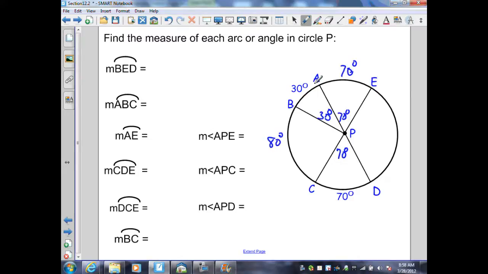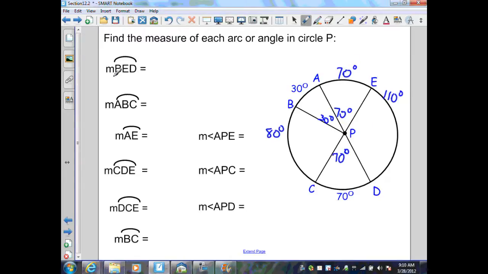Now, I've identified AD as a diameter, and I know that a diameter is 180 degrees. Arc AE and ED are adjacent. And I know by the arc addition postulate, since this arc DEA is 180, that I can determine arc ED by subtracting 70 from 180. Therefore, this makes ED equal to 110 degrees.